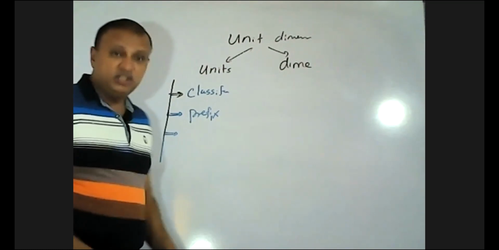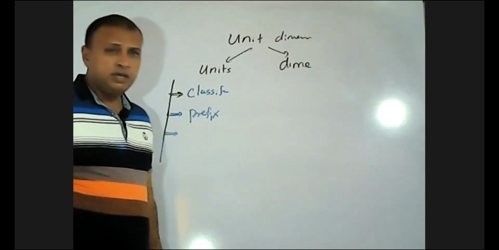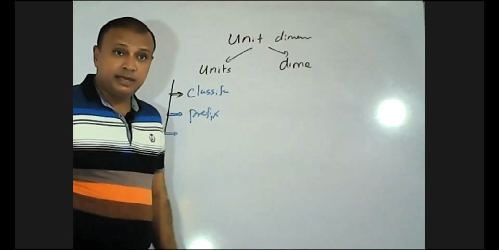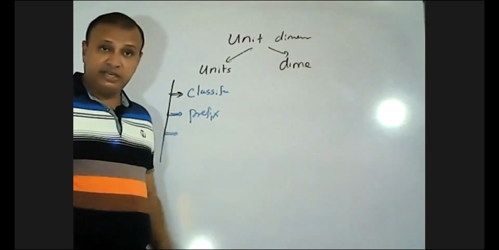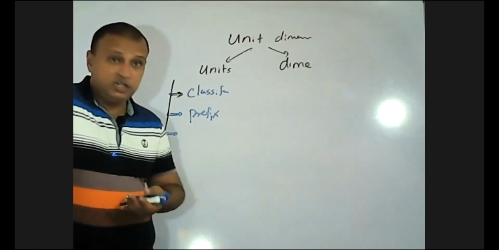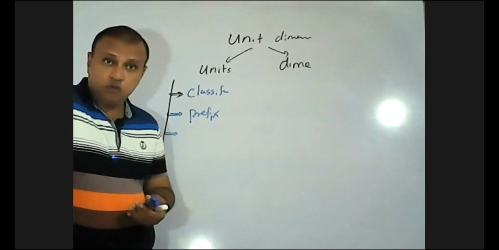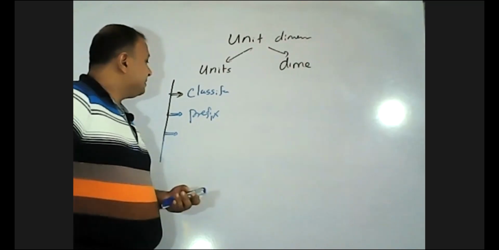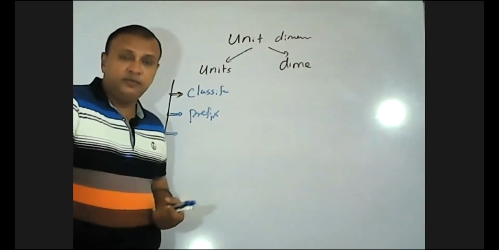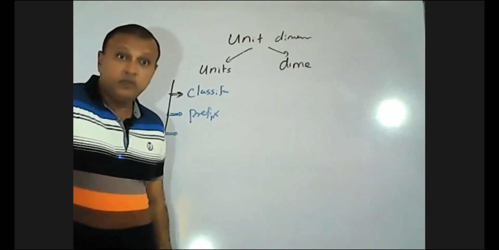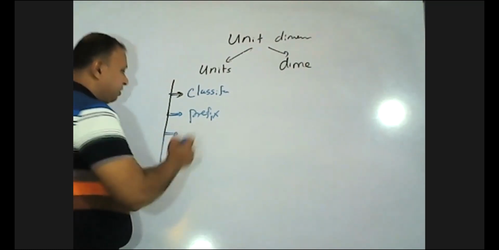In the unit section, we have discussed what a physical quantity is, then the classifications of physical quantities. There were several ways to classify physical quantities. Then we discussed prefixes, and then unit conversion.